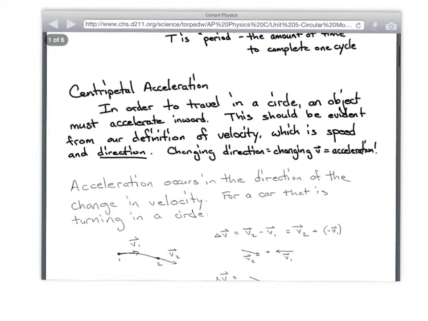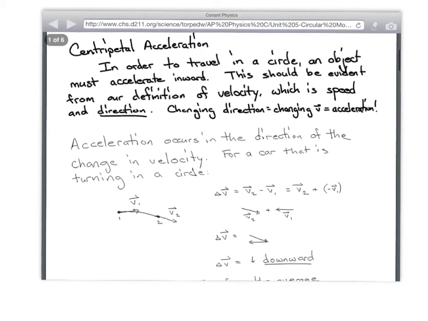Final minus initial. So all we have to do for this change in velocity is take the final, which is v2, which is kind of down and to the right, minus the initial, which is v1, which is directly to the right. So if you've got down and to the right minus to the right, what do you really have? Down and to the right plus to the left. All right, what do you get when you add those two arrows? Just straight down. Everybody remember how to add vectors? Yes. All right, good.